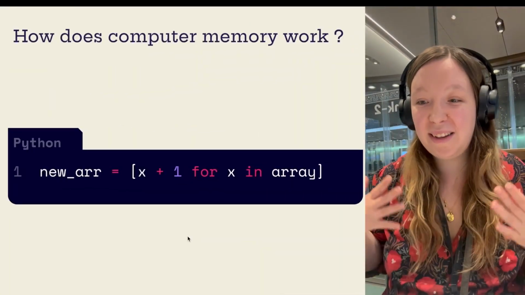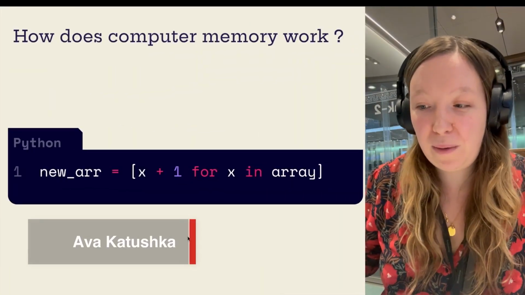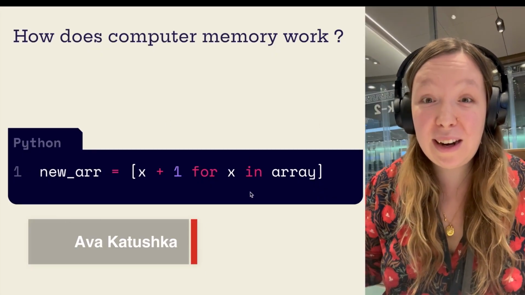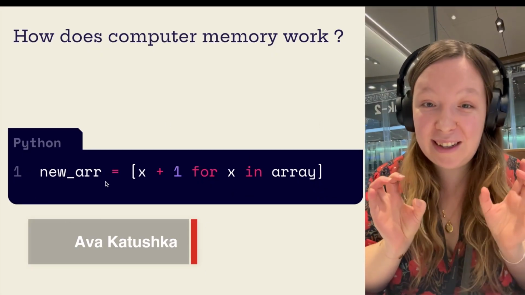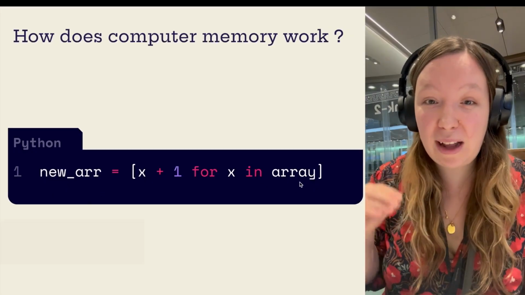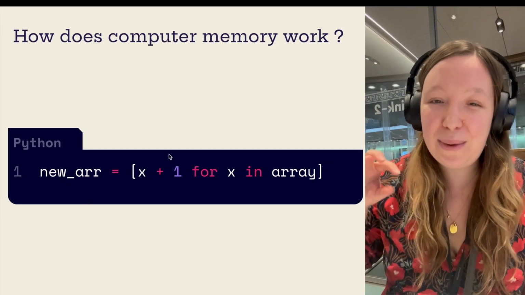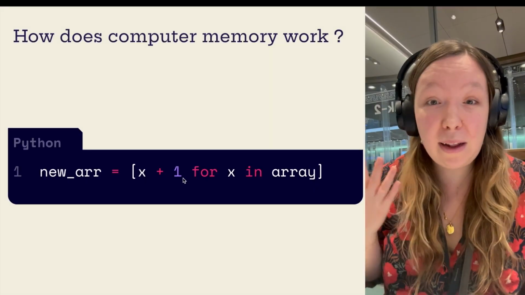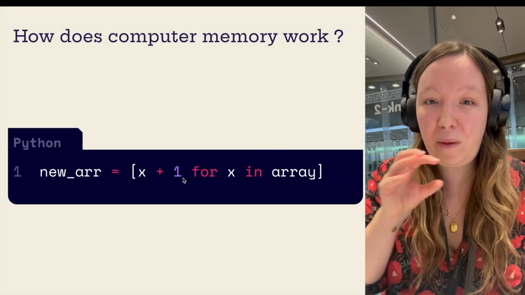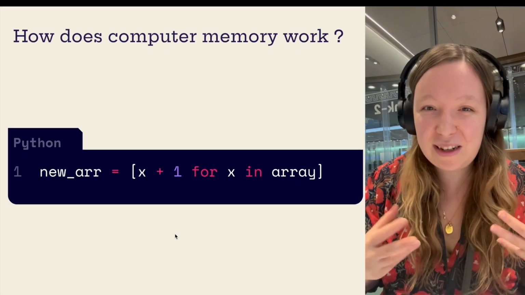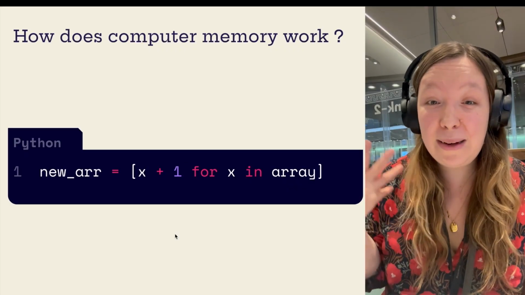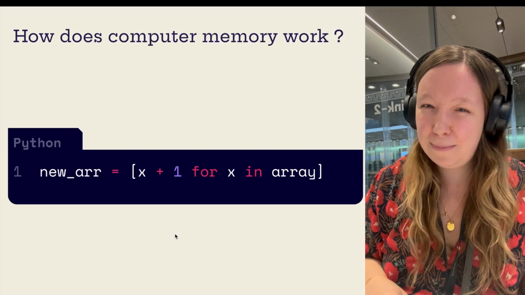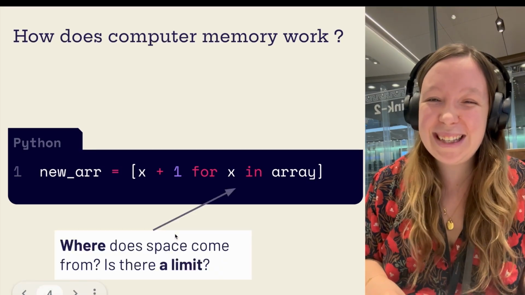Let's look at this small snippet of Python code. We have a list comprehension here, and we are creating a new array from the existing array by modifying each element of the array by incrementing it by 1. That is a very simple line of code, but a lot of things are happening. We are making some arithmetic operations here. We are allocating memory. Where does this memory come from? Really, where does it come from?